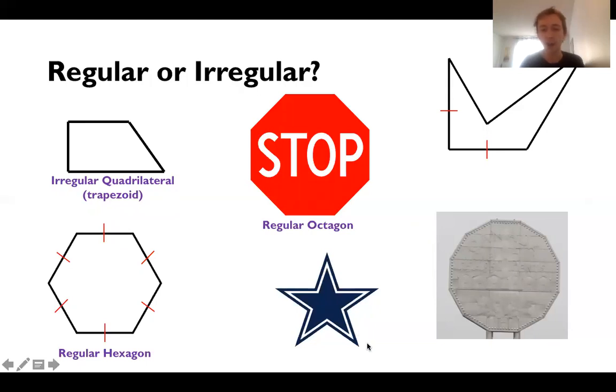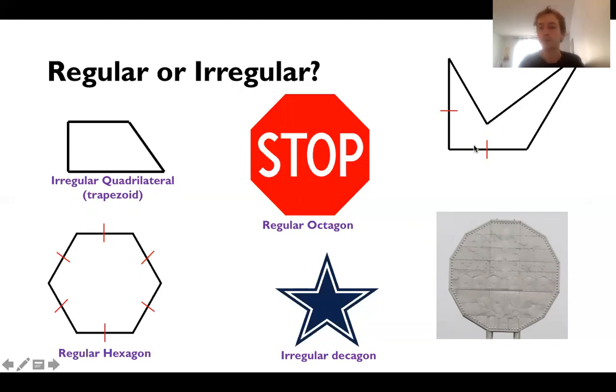This is the logo of the Dallas Cowboys. All sides are the same, but not all the angles are the same. This angle over here is very different than this angle. So because of that, it makes it irregular. It's an irregular decagon. A decagon is a polygon with 10 sides.